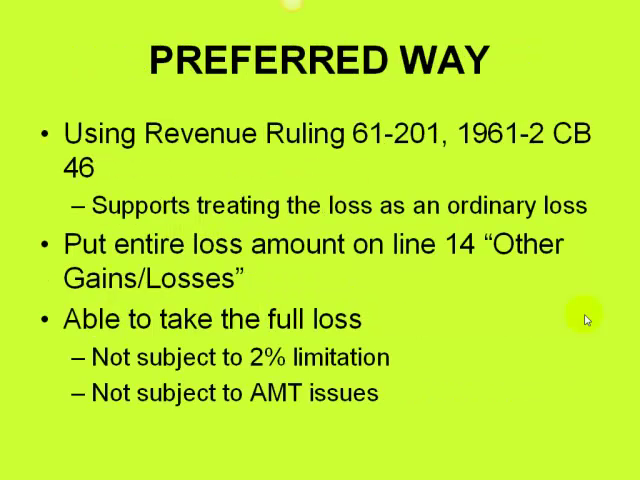The preferred way, and the way that we do at Shrink My Taxes, is we actually look at Revenue Ruling 61-201, 1961-2 CB 46. This revenue ruling dates all the way back to 1961. And in this revenue ruling, it seems to support treating a loss from a variable annuity as an ordinary loss. In other words, we're able to put the entire loss amount on line 14 under other gains or losses on our 1040. Doing it this way enables us to take the full loss, so we're not subject to the 2% limitation, and we're also not subject to any AMT issues by taking the loss on line 14.